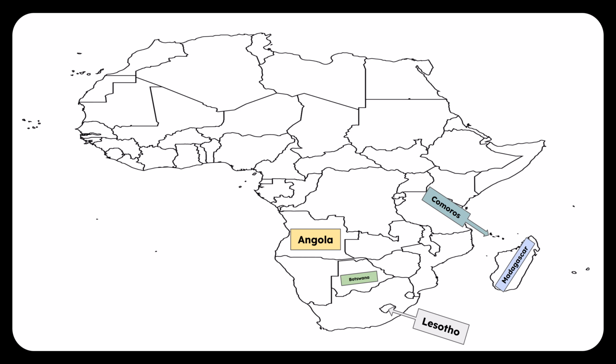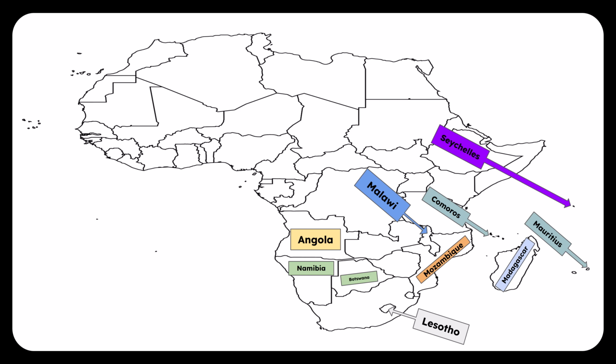Next we have Madagascar. Next, Malawi. Then we have, and this is an interesting pronunciation, Mauritius. I know it doesn't look like it, but it's Mauritius. That's that island right there. Then we have Mozambique. Next up, Namibia.